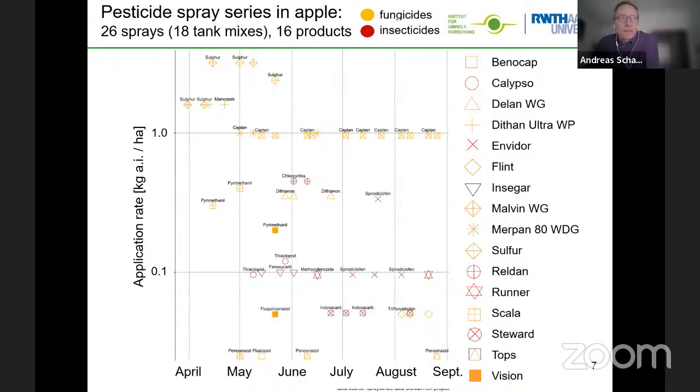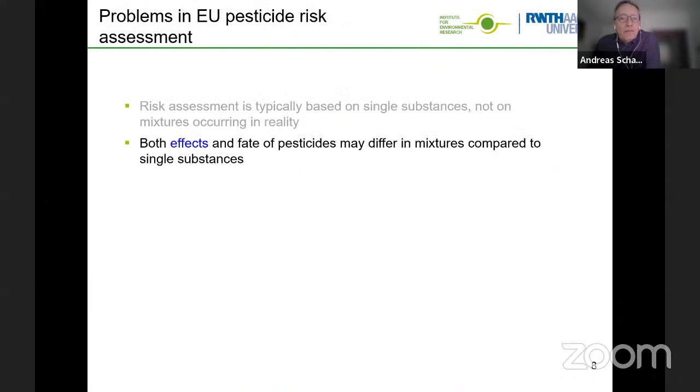This is an example of an apple orchard treatment. And you see here between April and September of a year, all these products are applied. I increased the figures here so that you can see which products have been applied. And this mixture makes a difference. Both the effects and the fate of pesticides differ in mixtures compared to single substances.